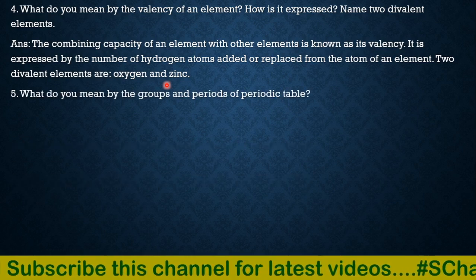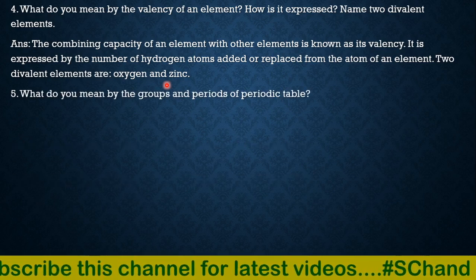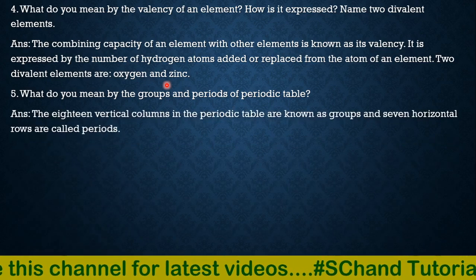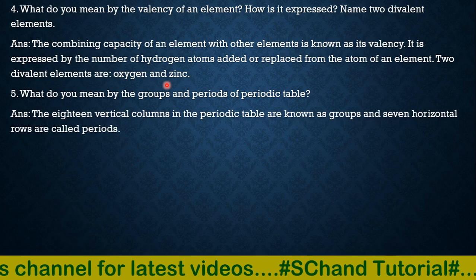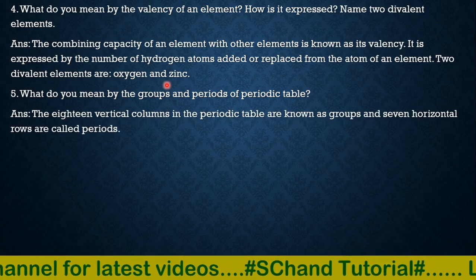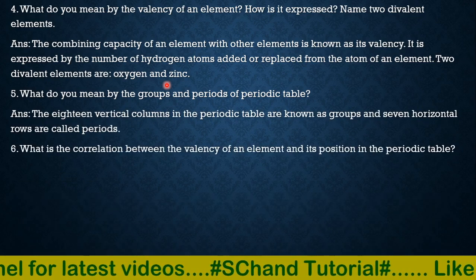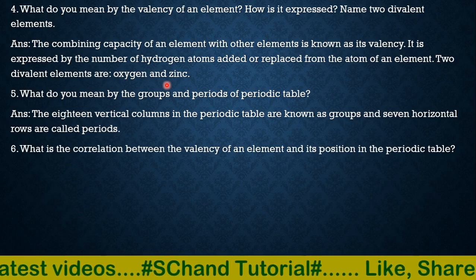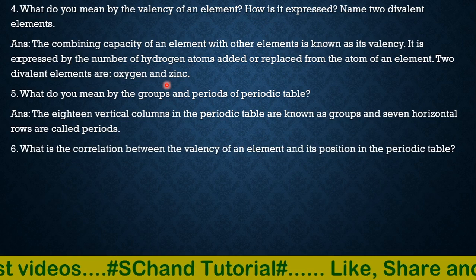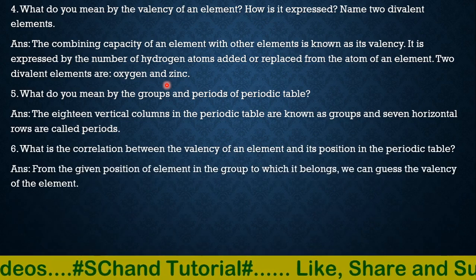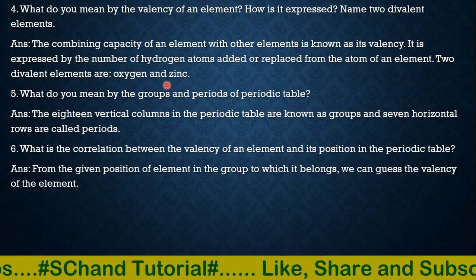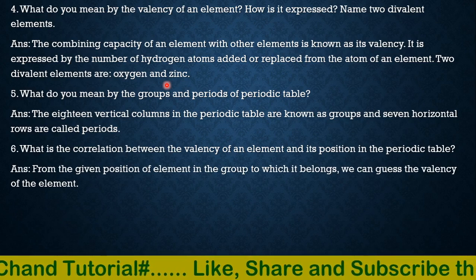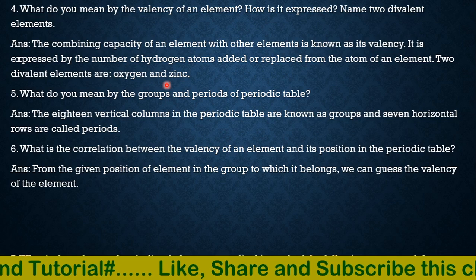Then what do you mean by the groups and periods of the periodic table? So the 18 vertical columns in the periodic table are known as the groups, and the 7 horizontal rows are known as the periods. Then number 6, what is the correlation between the valency of an element and its position in the periodic table? From the given position of an element in the group to which it belongs, we can guess the valency of the element. That is the correlation.